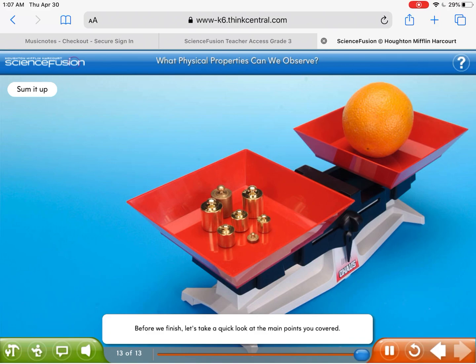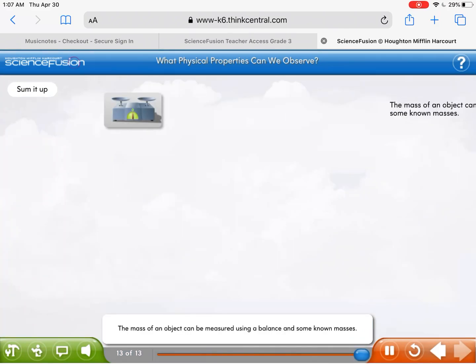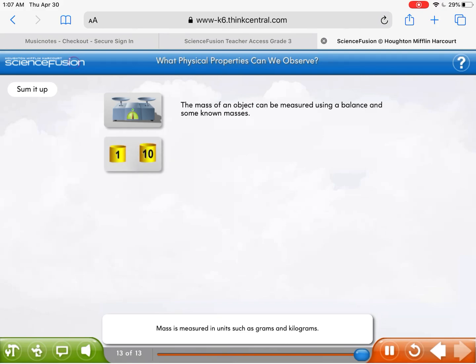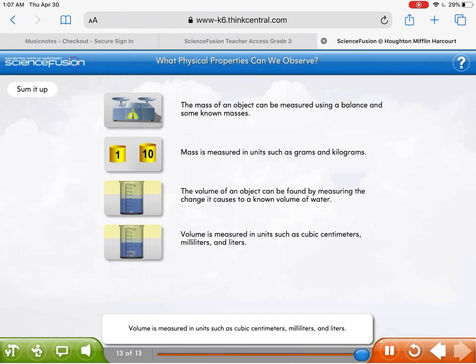In this lesson, you've learned a lot about measuring mass and volume. Before we finish, let's take a quick look at the main points you covered. The mass of an object can be measured using a balance and some known masses. Mass is measured in units such as grams and kilograms. The volume of an object can be found by measuring the change it causes to a known volume of water. Volume is measured in units such as cubic centimeters, milliliters, and liters.